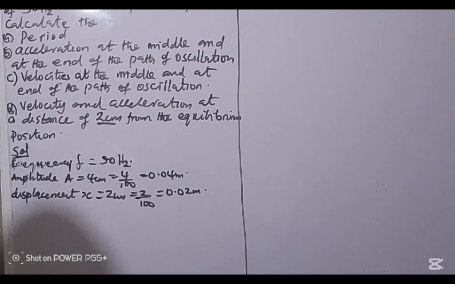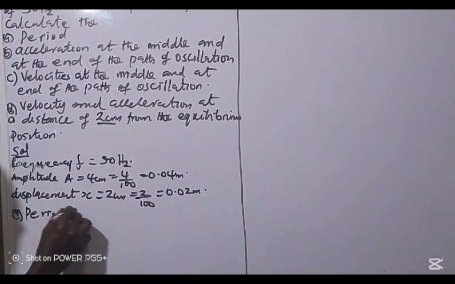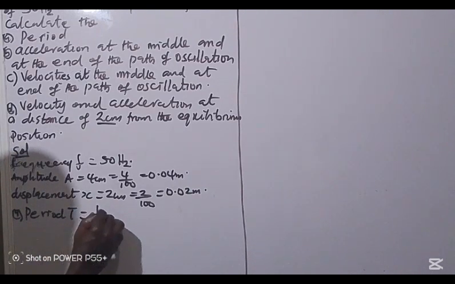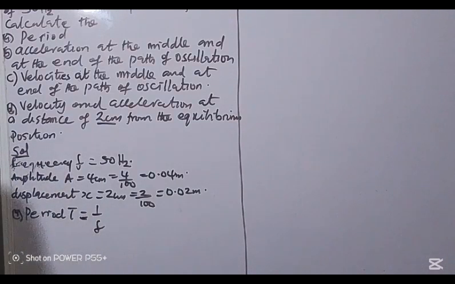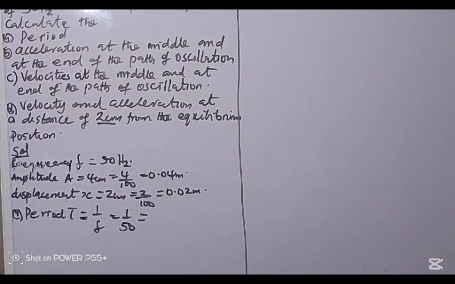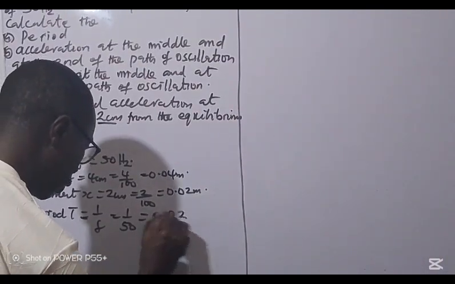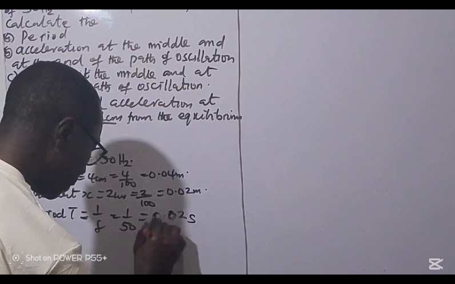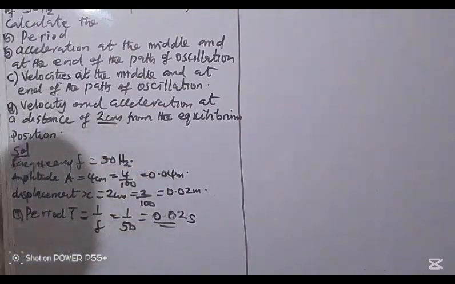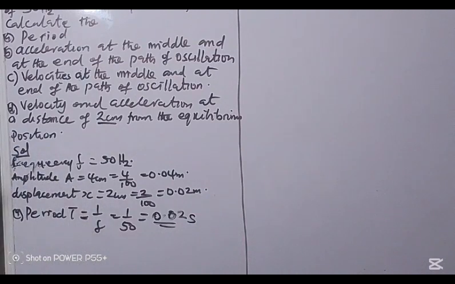So the fourth question says we should calculate period. That is A, period T. Don't forget, one of our formula is 1 over f. So this one will now give us 1 over 50, and the answer will be 0.02 seconds. That's the period of oscillation.